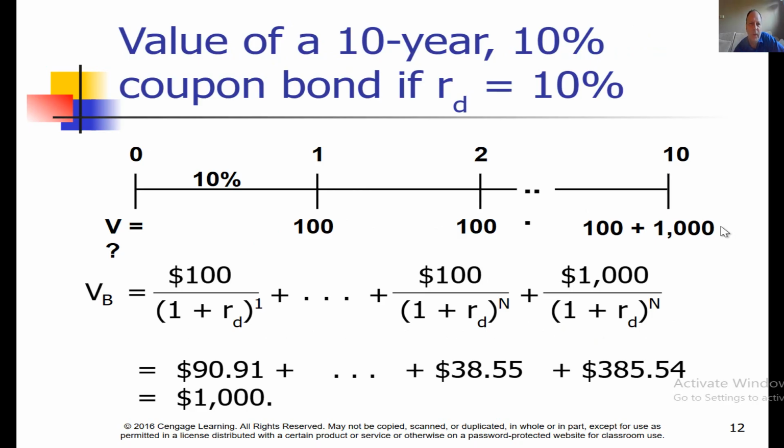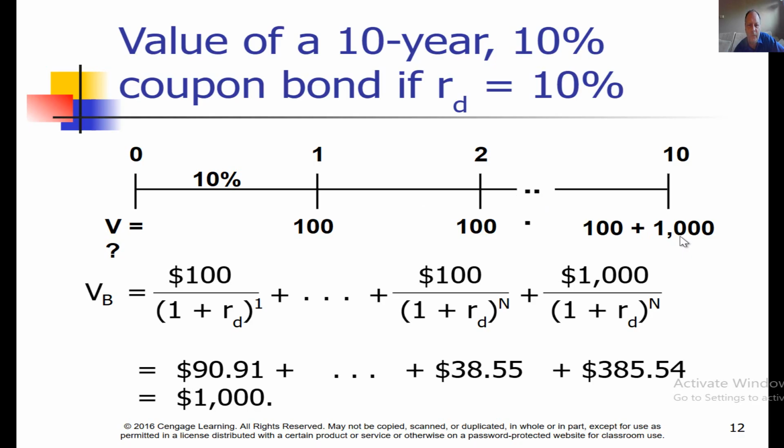Now we'll consider the example of a 10-year 10% coupon bond if rd also is 10%. Therefore, the bond will trade at par since the interest payments made on the bond are the same as the interest rates demanded in the market. So we look at the value of our bond. It pays $100 every year, our 10% of $1,000 face value. It does this every year for 10 years, and then at the end of the 10-year period, you get your $1,000 face value back.